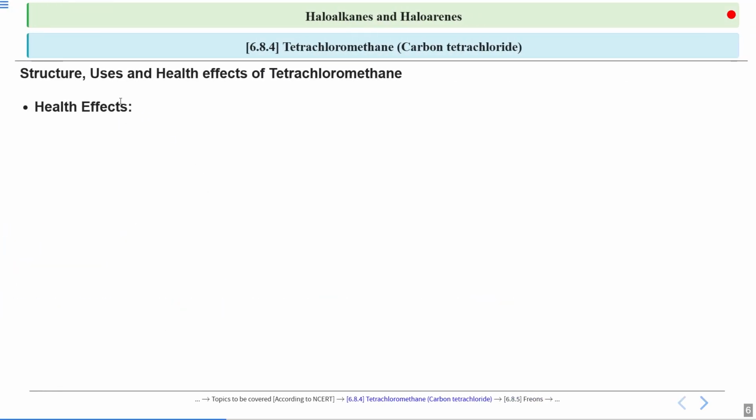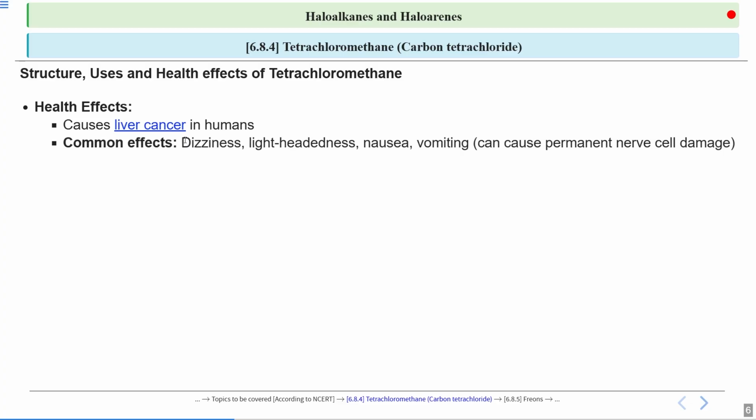Now let's see its health effects. If we come in contact with carbon tetrachloride, what will be the health effects of consuming this polyhalogen compound? First of all, it causes liver cancer in humans. The common effects of exposure to carbon tetrachloride are dizziness, lightheadedness, nausea, vomiting, and it can cause permanent nerve cell damage.